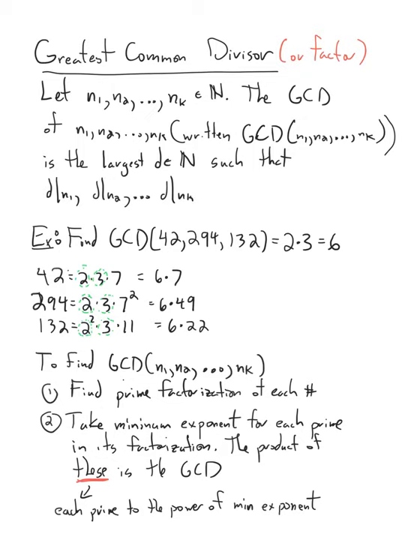Then we look at 7. We have 1, we have 2. But down here, we have no 7's. We have an exponent of 0. So we're going to have 7 to the 0, which is just 1, so we're not even going to include it here. And same with 11. The minimum exponent for 11 is 0. We have 0 11's in 42 and in 294, so we're not going to include any 11's either. And that is how to find the greatest common divisor. Take the minimum exponent of each of the primes in a prime factorization. That's the key.